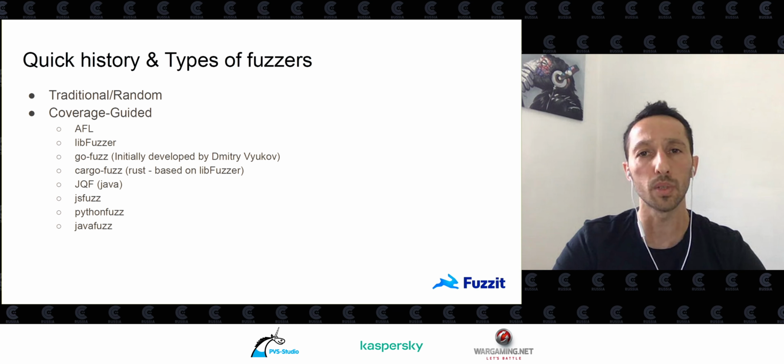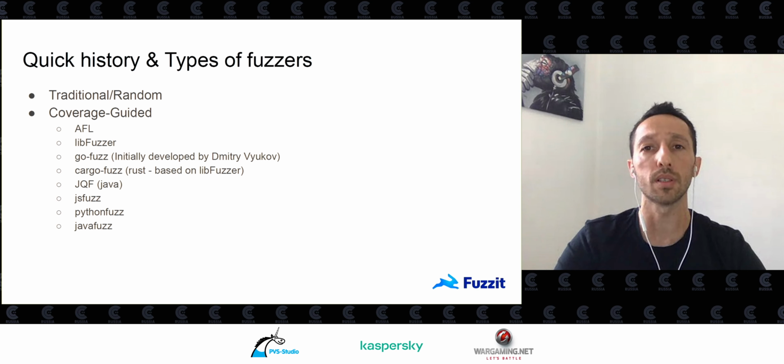Really, AFL was the first one to do it on a very large scale. There were also some papers before AFL, but AFL was the industry-leading tool that found a lot of security issues in a lot of very famous libraries. Then we have LibFuzzer. All of them use more or less the same algorithms.